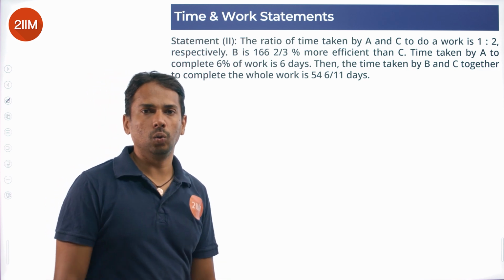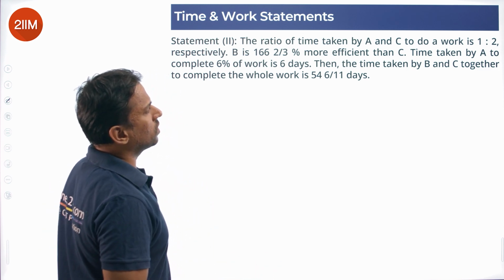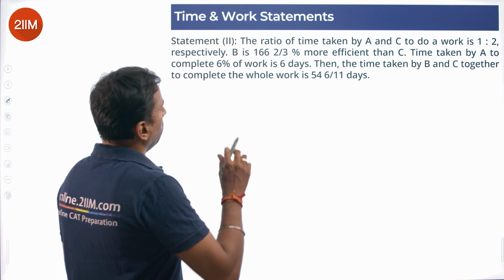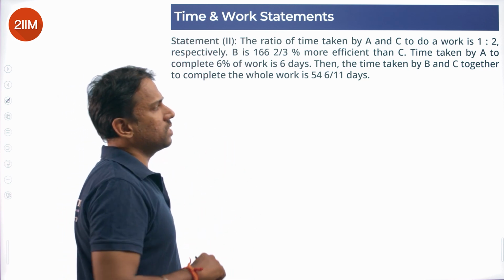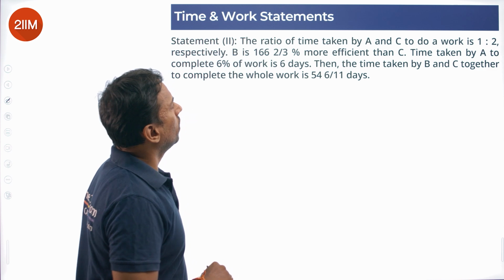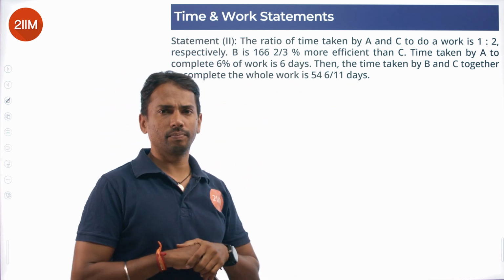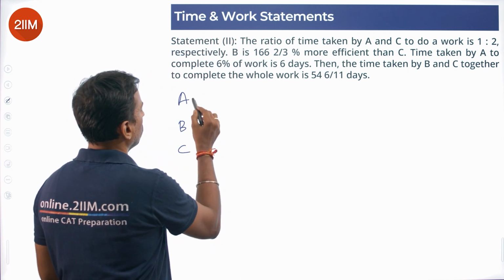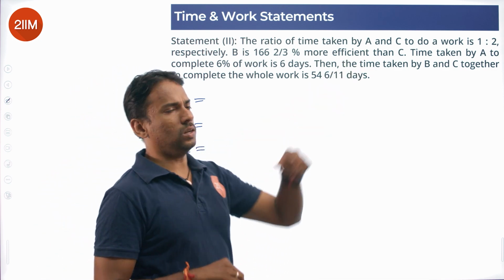Let's come to statement 2. This says the ratio of time taken by A and C to do a work is 1:2. B is 166 2 by 3 percent more efficient than C. So they are comparing A with C, and B with C. So we'll take the efficiencies of A, B, C, but we'll do this comparison one at a time.